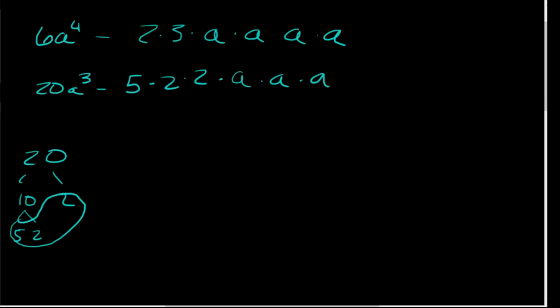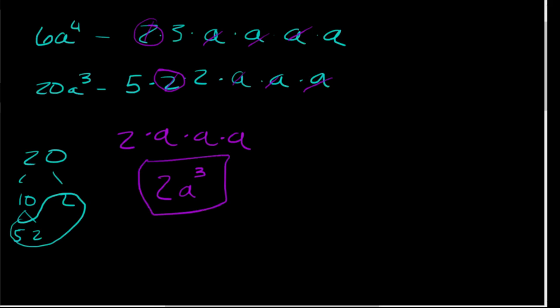So now I'm going to look for common things. I've got a 2 and a 2, so I can bring a 2 down. I've got an a and an a, so I can bring an a down, another a and an a, bring another a down, and another a and an a, bring another a down, and that seems like that's it for common factors. So this multiplied out becomes 2a cubed.